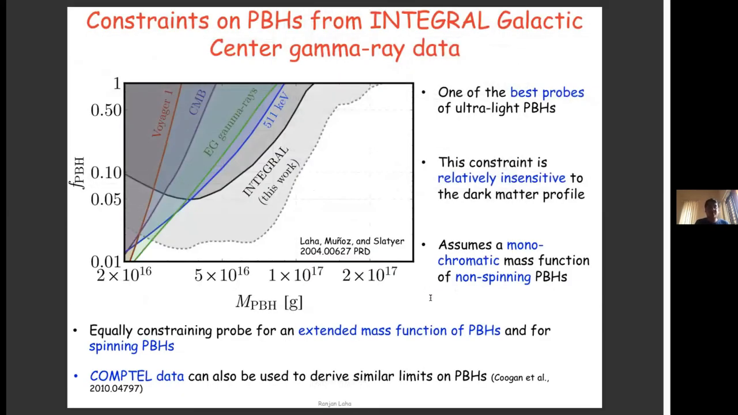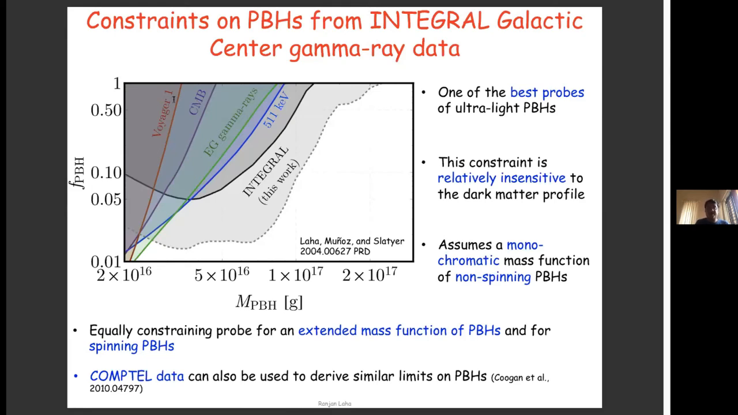So what is the result of our analysis? Again, what is being plotted here is the same plot, f_PBH versus the mass of the primordial black hole. These Voyager 1, CMB, and extragalactic gamma-ray limits are the older limits. Anything above these lines is ruled out. The 511 keV was my constraint, but this was the weakest limit. But there was a band here. Here I have taken the weakest constraint in this case. Again, anything above this line is ruled out.